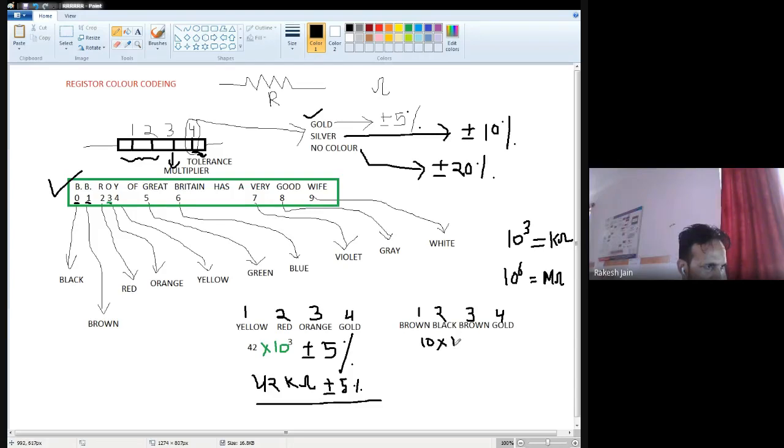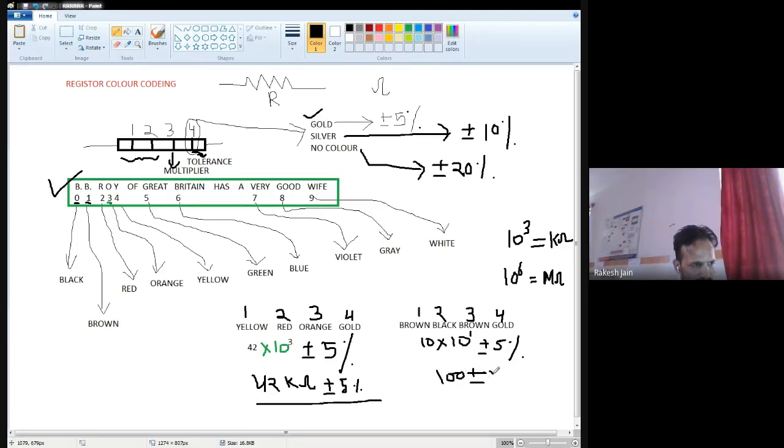The third color is always written down as a power of 10, and it is brown. So what is the position of brown? From the color coding, brown is at position 1. So again 10 to power 1. Plus minus gold. So gold means 5%. Okay, so this is what? 10 into 10 to power 1, that is 100. So 100 plus minus 5%.